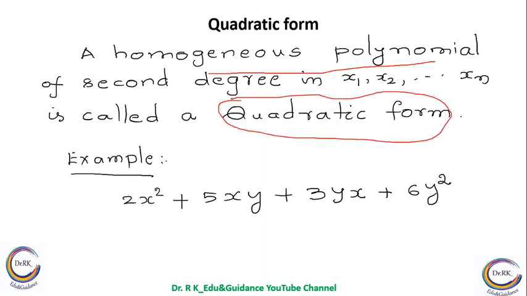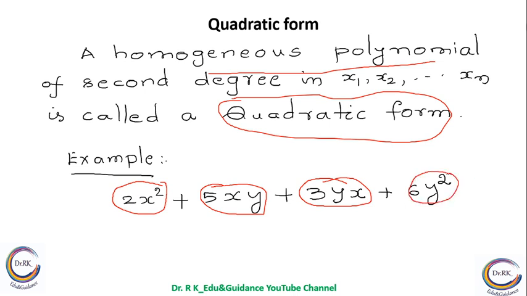So it has to be a polynomial homogeneous with degree 2, right? If you see here, the degree of this term is 2. The degree of this term, x power 1 y power 1, is 2. So 3yx, the degree of this term is 2. That means each term in the polynomial has the same degree, that is second degree. So if all have the same powers, then it is called homogeneous, right?